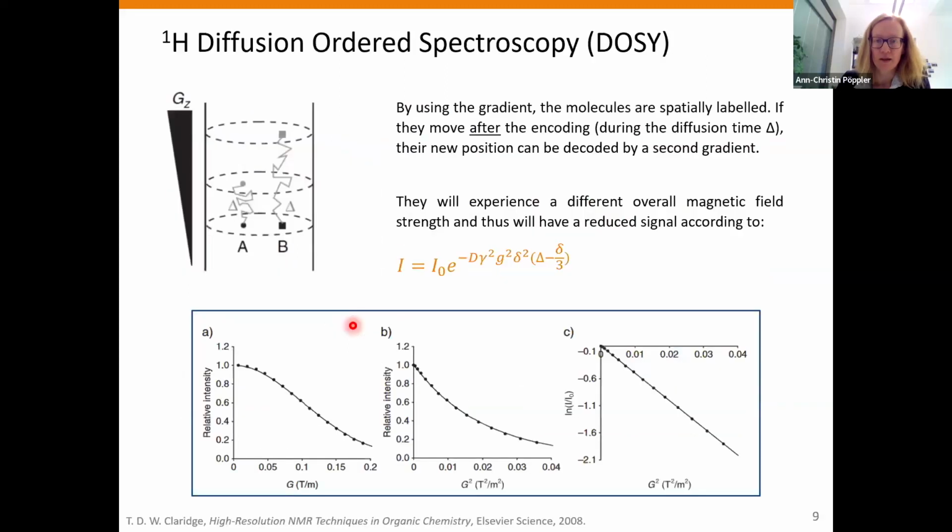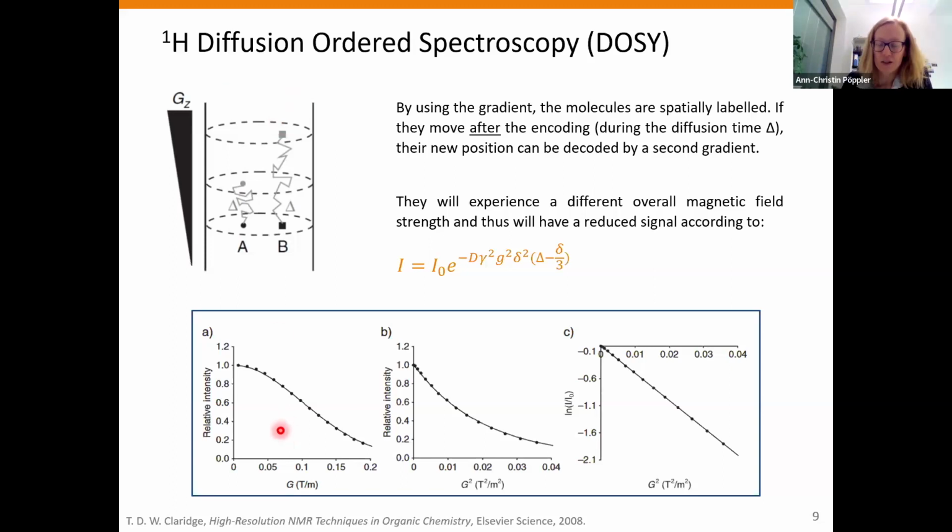And if we do a small recap, then DOSY is really cool and powerful because we can trace how molecules move. So by using gradients, we can spatially encode molecules. Then they have time so that they can move somewhere else, and then we can decode their position with a second gradient. And we are doing this by checking out how the signal intensity changes. So if a molecule A just diffuses a bit, then the signal will decay also a bit, because at the end stage, the magnetic field that this particle will experience will be different from, for example, B, which moves a lot faster, and then the signal will have decayed a lot more.